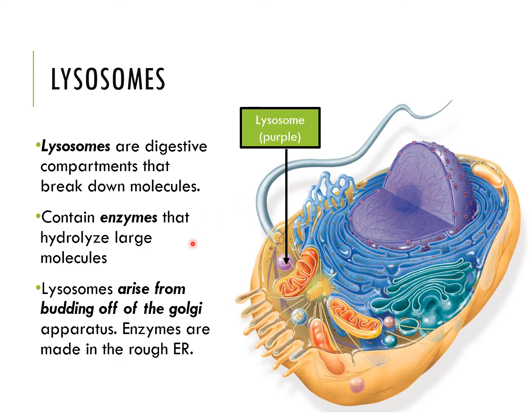It arises from budding off of the Golgi apparatus. Enzymes are made in the rough ER. So the ER will make that enzyme that it needs. It will come to the Golgi, and then it'll be like, oh, okay, well, I'm going to be a lysosome. And it'll bud off, and it'll have those enzymes that were made, because remember, last week we talked about enzymes being a type of protein.